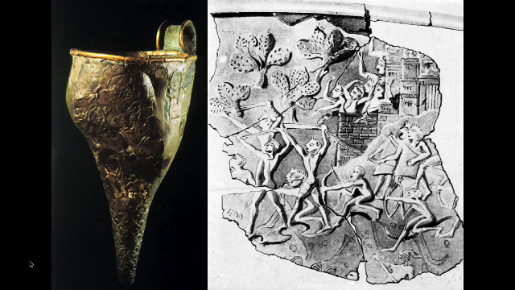The Iliad, of course, about 500 years later, by the time it's written down. The Silver Siege Rhyton, on the other hand, comes from grave circle A, shaft grave 4, at Mycenae. There were stories about war, just like there were stories about lion hunts. They might have been real stories. And they might have been great imaginary stories. Do you have a question? No? Okay.